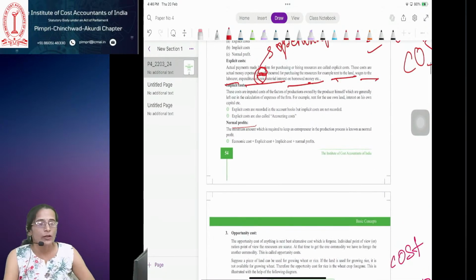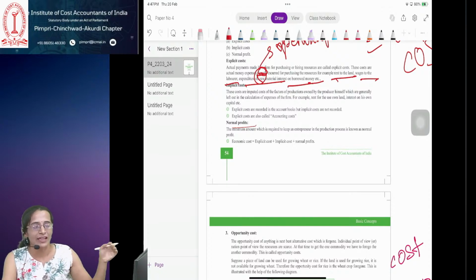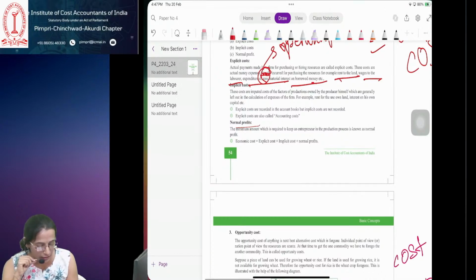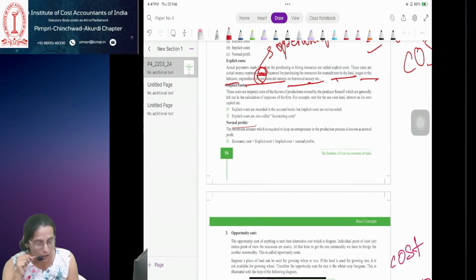And what is economic cost? We were studying what is economic cost. At the start we saw. What three types of costs are included in economic cost? Explicit cost plus implicit cost plus normal profit are economic costs, right? We'll see what is normal profit. The minimum amount which is required to keep an entrepreneur in the production process is known as normal profit.